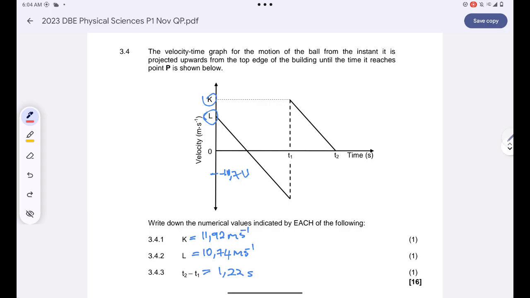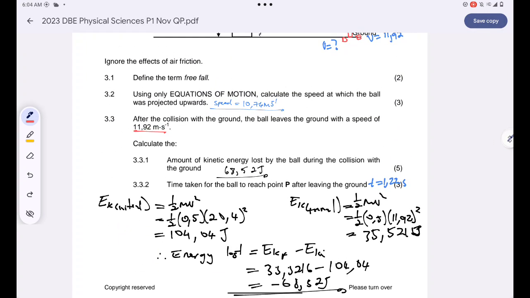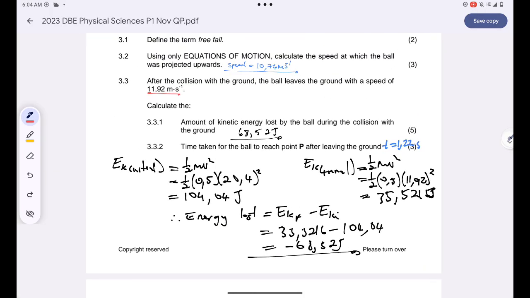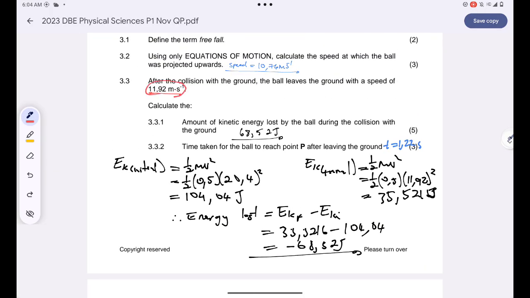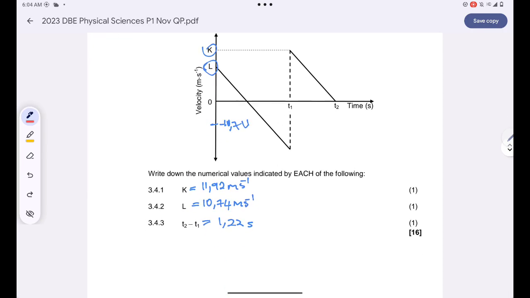So L is the initial velocity of the ball. The speed of the ball is 10.74. K is the velocity at which the ball leaves the ground. We're given that velocity. And then T2 minus T1 is the time it takes for the ball to reach maximum height. Remember that whenever your graph cuts the x-axis, it simply means that your object which was projected has reached maximum height.